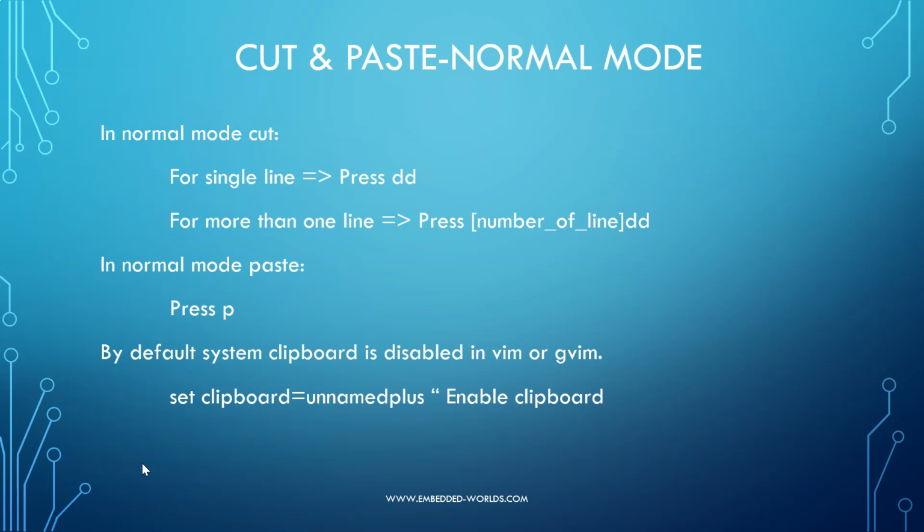This means for a single line we need to press DD, and for multiple line cut we need to press the number of lines and then DD. Once cut is performed, we need to do paste, and that we already know. Using the P key press we can do it.